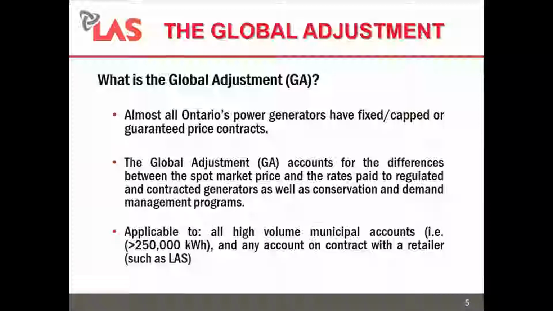Also, the global adjustment not only applies to high volume accounts, meaning those that use over 250,000 a year. This global adjustment also applies to accounts who switch from the utility to a retail contract. We can talk about that later. The retailers, such as the LAS program, we can talk about later in the presentation.